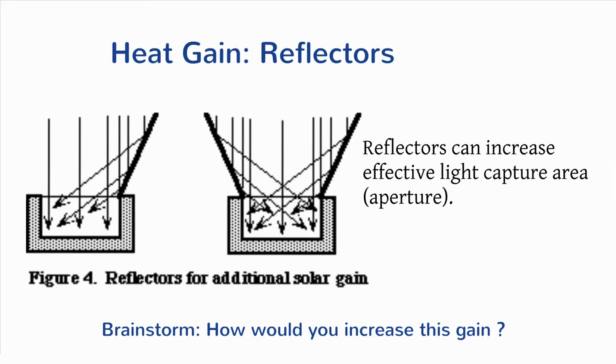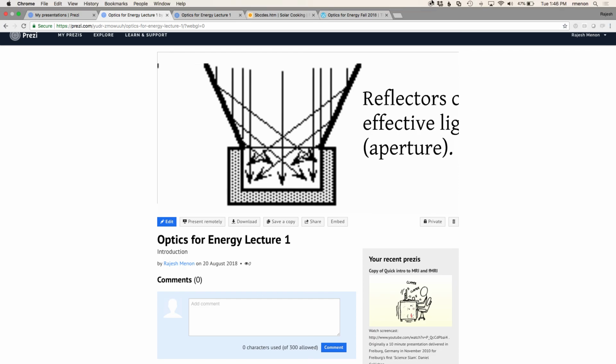Since we are at the end of the class, my brainstorming question is how would you increase this gain? I will leave that as homework. In this particular situation, can you come up with new and interesting ways of increasing this heat gain? It's called a heat gain because by adding just a panel, you're increasing the amount of power that goes into the system. Okay, so.